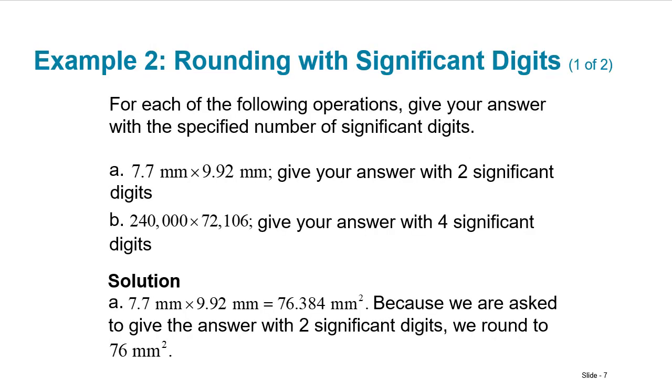Okay, so rounding with significant digits. Let's see if we can round each thing. So 7.7 times 9.92, give your answer with 2 significant digits, and so on and so forth. 7.7 times 9.92 equals this. Because we're asked to give the answer with 2 significant digits, we would round to just 76 square millimeters.